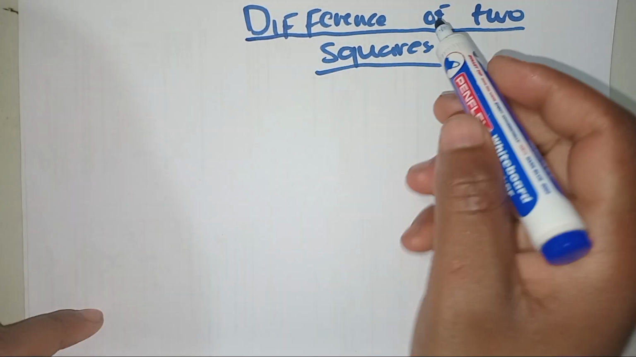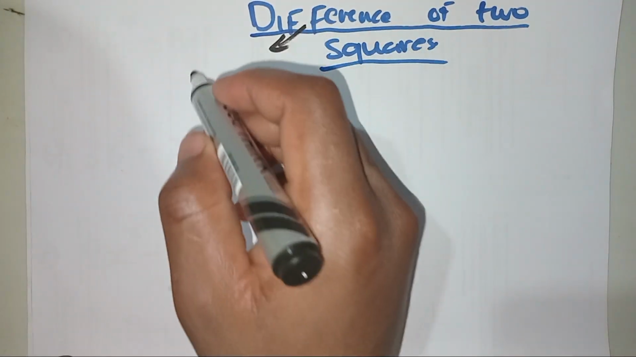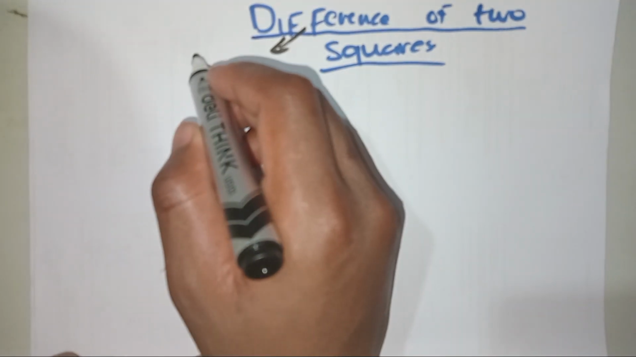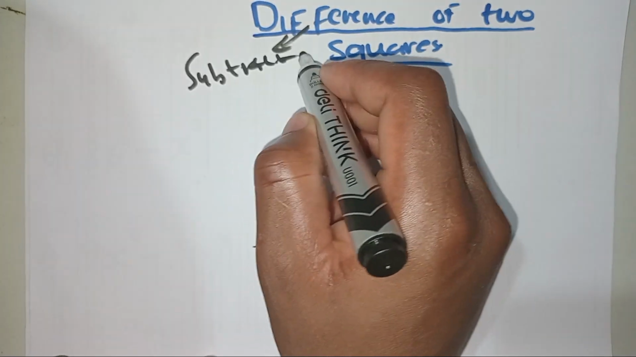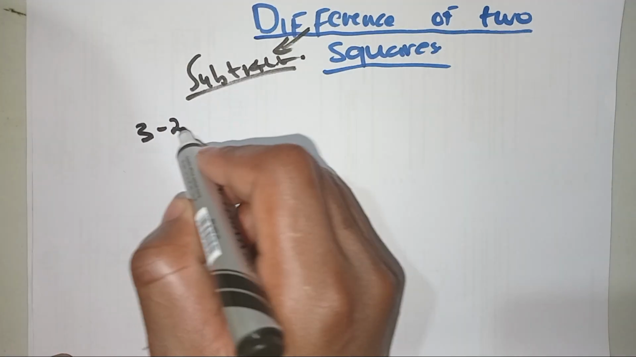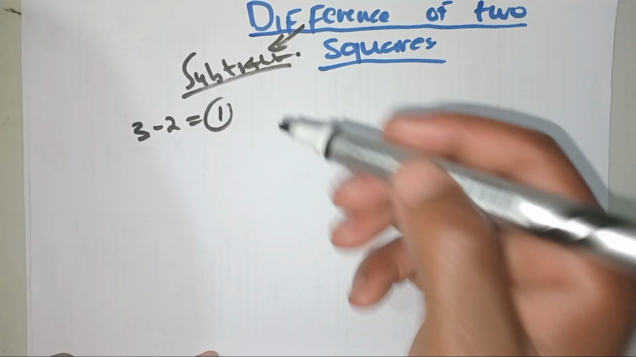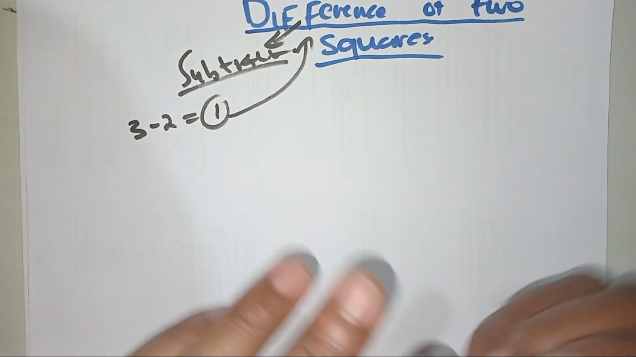What do we mean when we say the difference of two squares? In mathematics, a difference is the answer you get after subtraction. So when I say 3 minus 2 is equivalent to 1, 1 is the difference of 3 and 2.